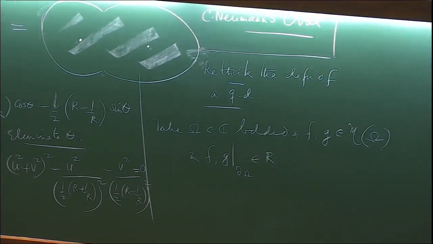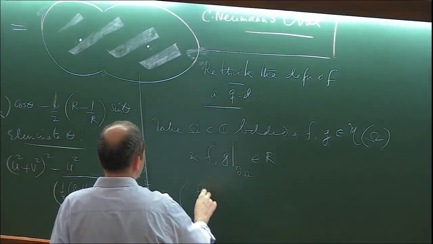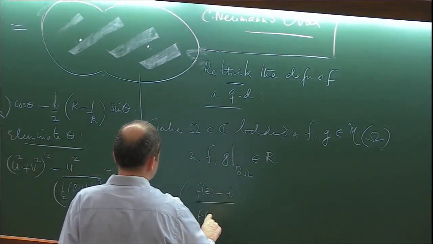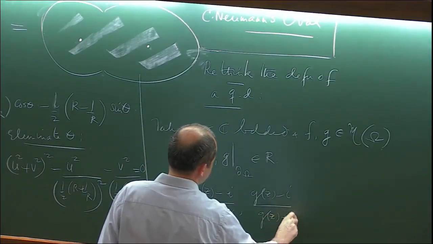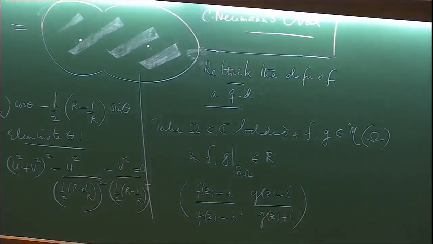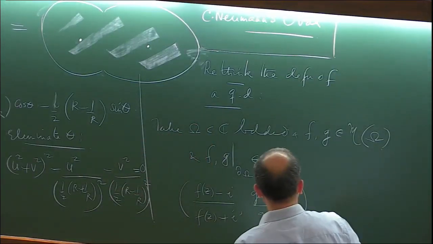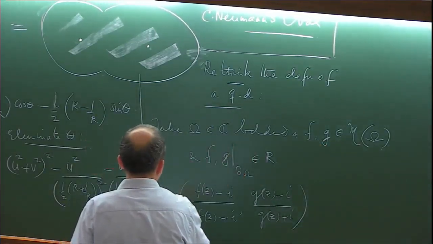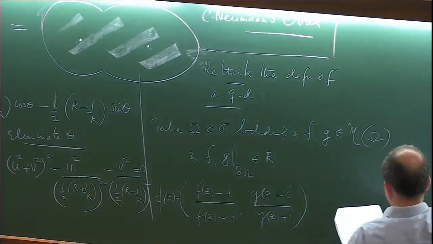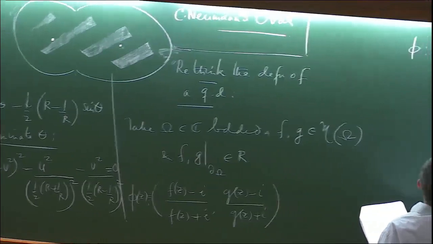But I'll now compactify everything. Instead of working with R, let's work with the circle. Apply a Mobius transformation to each component of the function (F, G). So let's look at the map (F(z) minus i) divided by (F(z) plus i), (G(z) minus i) divided by (G(z) plus i). Let's call this map capital Phi, a map from your domain Omega into P1 cross P1.